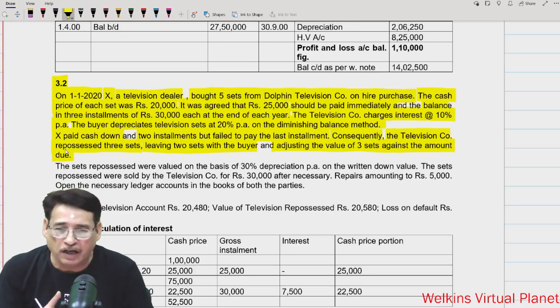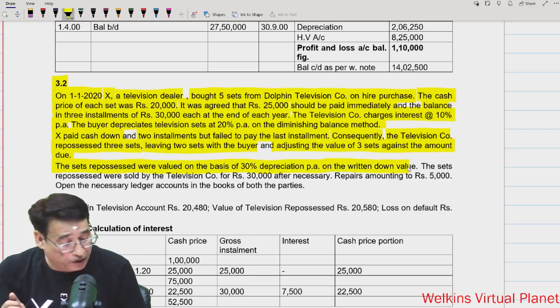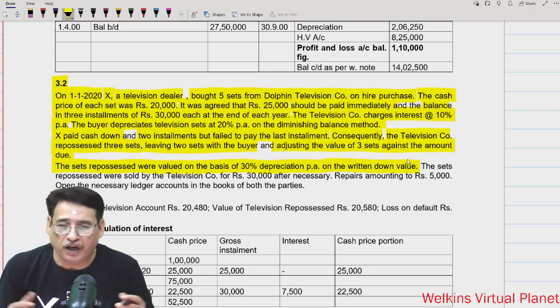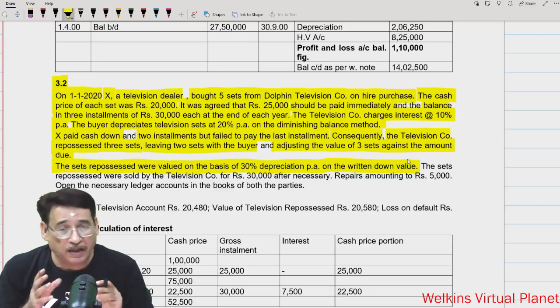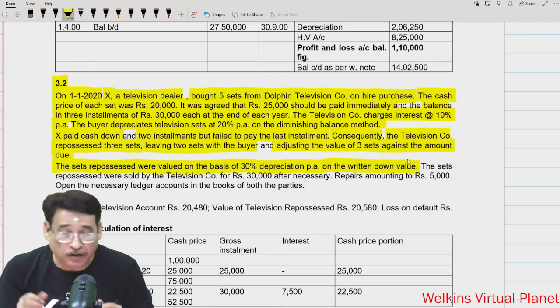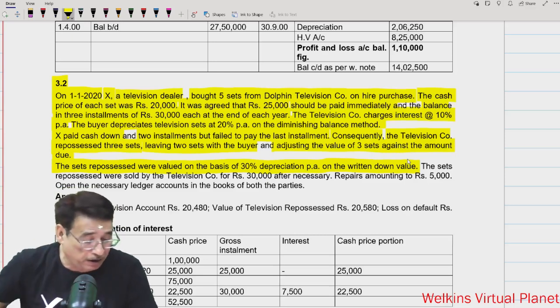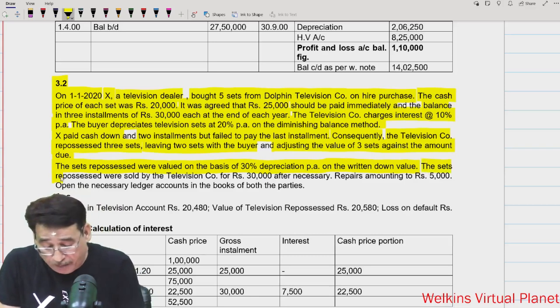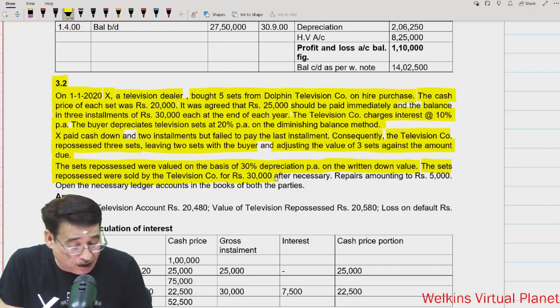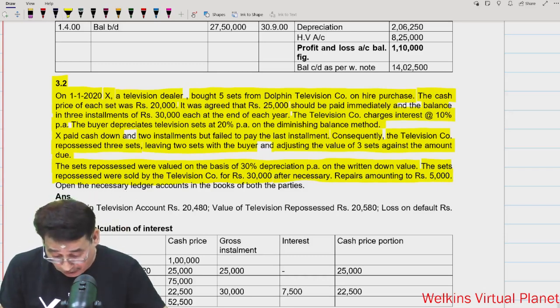What this particular line would mean, I will let you know when I solve the question. Importantly, under partial repossession, you will be given the rate of depreciation of the seller also. Hitherto, in none of the questions we have done did we see the rate of depreciation of the seller. But in case of partial repossession, the seller's rate of depreciation will also be given. It is given that the sets were repossessed and were valued on the basis of 30% depreciation per annum on written down value. So when the hire vendor takes back the assets, he is going to charge his own depreciation on such assets, correct? Further, it is given that the sets after being repossessed were sold by the television company for 30,000 after necessary repairs amounting to ₹5,000. So this is the question, and obviously this is the first question of this method, so I will have to solve this question.